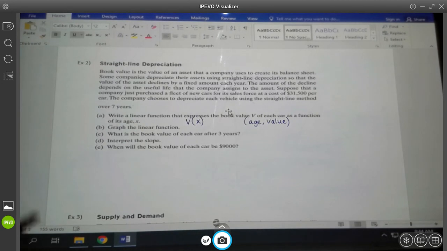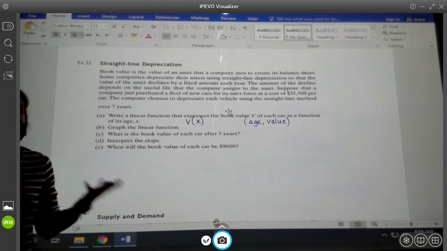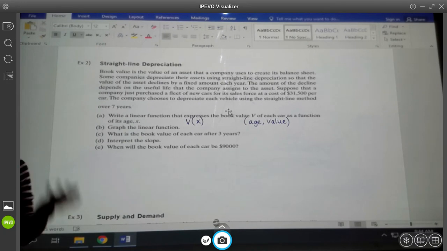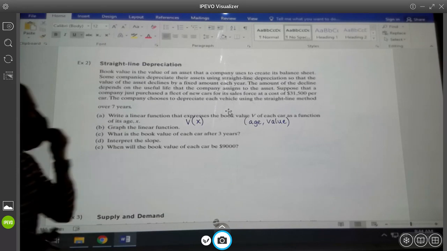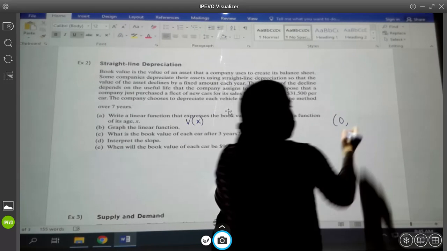So guys, if you're going to write a linear function, remember, we're going to use y equals mx plus b as our go-to get-started formula. You need points, and you need a slope. So at age 0, how much was the car worth? What was its original start amount? $31,500. So at age 0, it's worth $31,500.